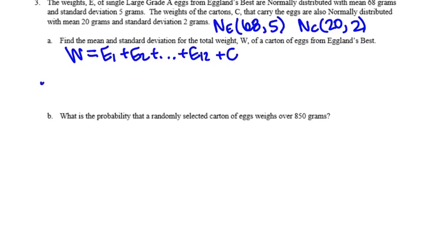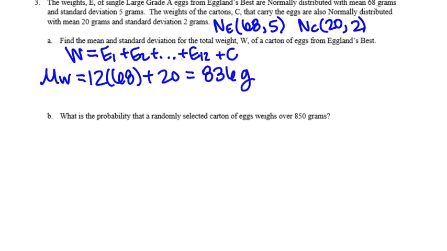And so mu of W, it will work out that I can do 12 times 68 plus 20. But remember, when I actually were to take 12 eggs, I would be taking 12 different eggs and adding all of their different weights together. They don't all weigh 68. We just can use that as an average. And I get 836.